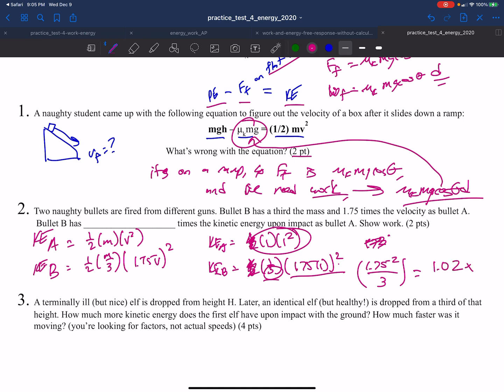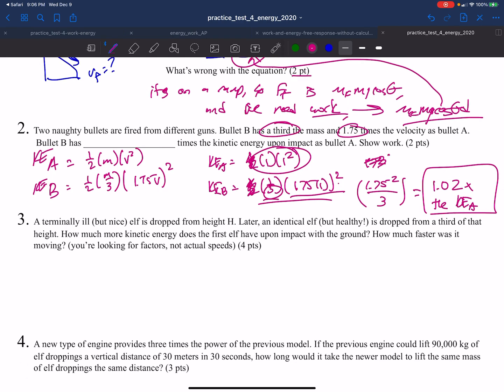So bullet B will have 1.02 times the kinetic energy of A. And that is the way you do it. You just simply put these values into the formula and then solve it. Okay?